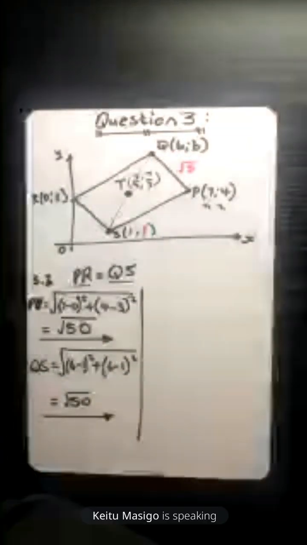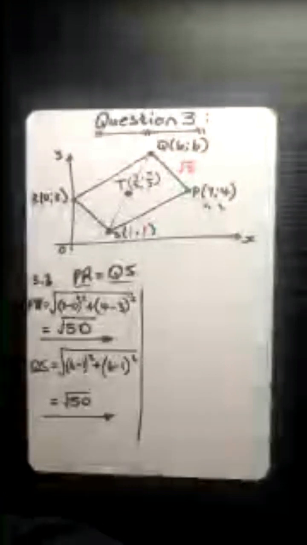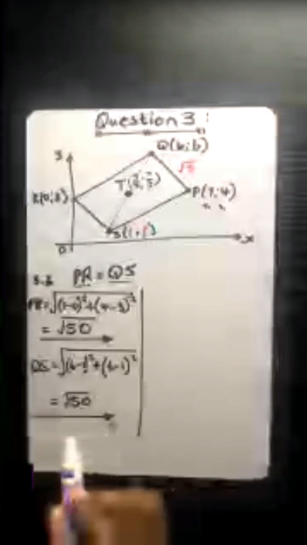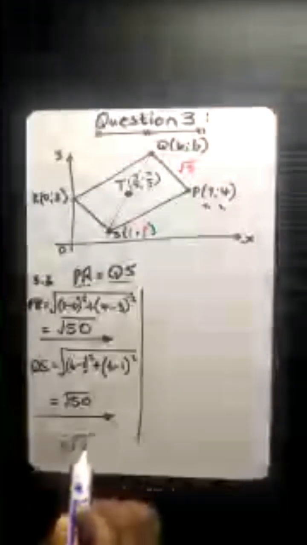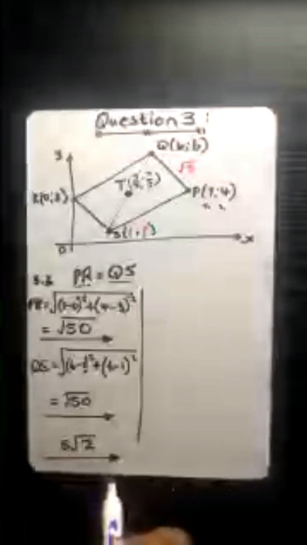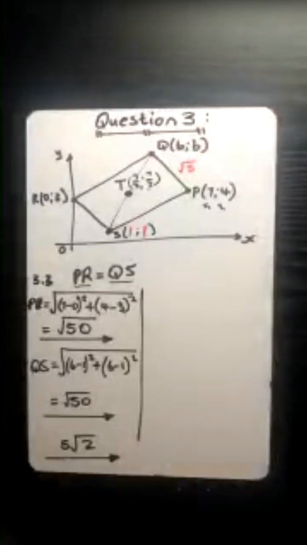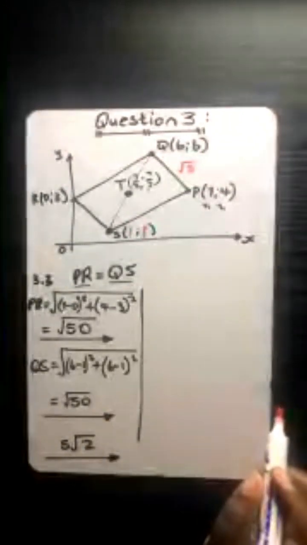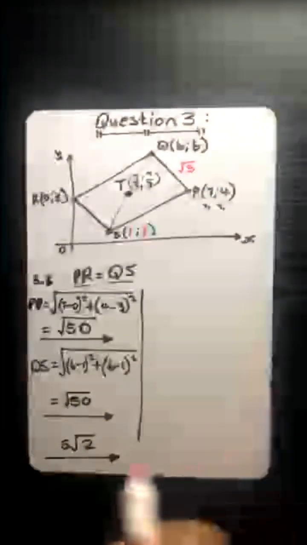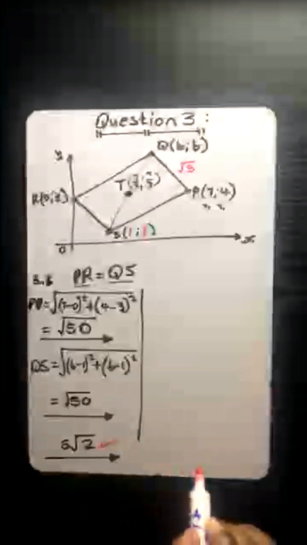Sir, should we leave it as the square root of 50, or can we write it as 5 square root of 2? 5 square root of 2. Okay, 100%. You can still write it as 5 square root of 2. When you punch it on a calculator, it is actually going to give you that. So you will still get a mark, but in your case, just make sure that you leave it in the simplest format.